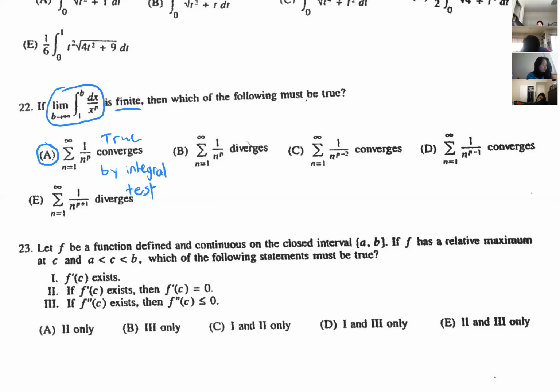If you can get a finite number, any real number, that finite just means it's a real number. It's not infinity, it's not negative infinity, it exists. So that's what the integral test tells us, that the series is going to do the same as its integral. So if the integral is finite, it converges, so the series does also.